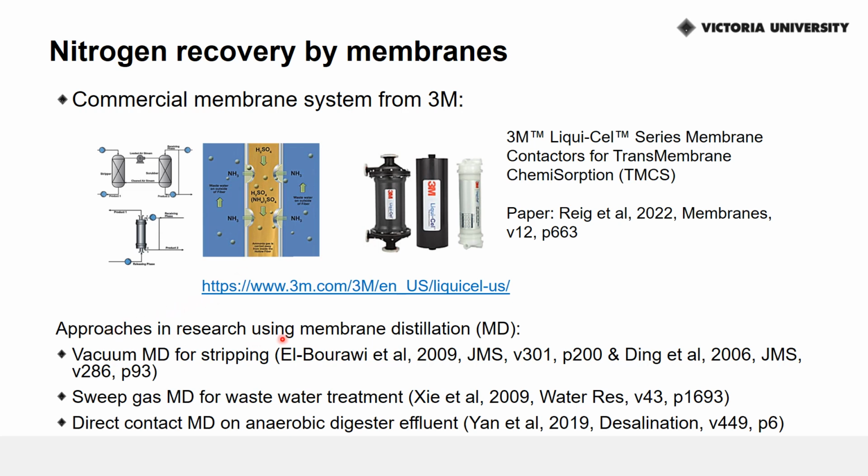Membrane distillation is very similar to membrane contactors in that they use a similar type of membrane, which is hydrophobic, that doesn't let liquid through, but does let the volatile ammonia through, but does this not necessarily using acid. In this case, it uses a vacuum to strip the ammonium out, a sweep gas, or in direct contact membrane distillation, it just uses water.